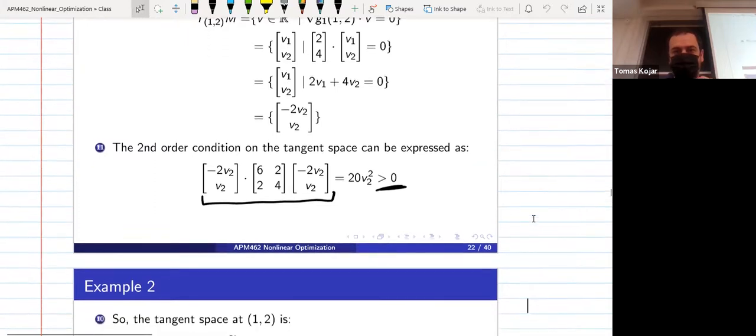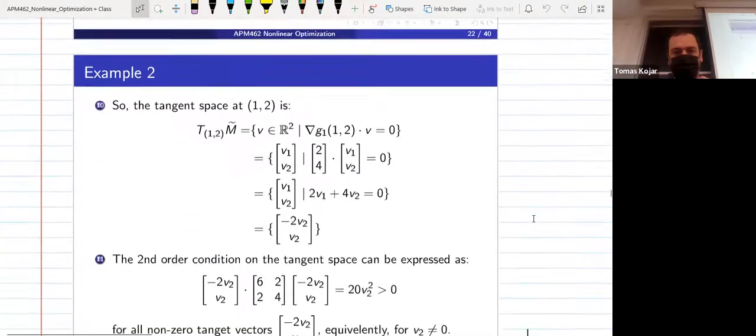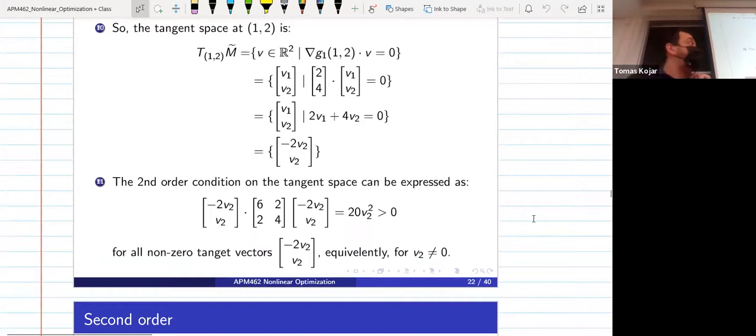And that's it. So (1, 2) is a local min because it's positive definite on the tangent space.